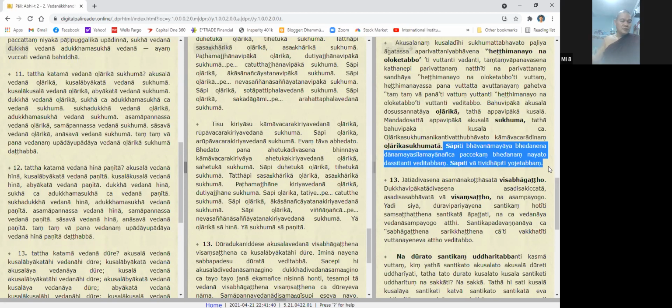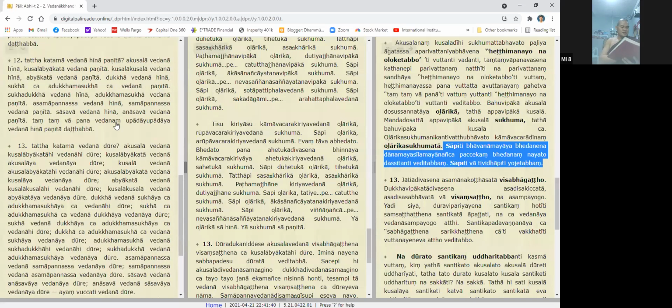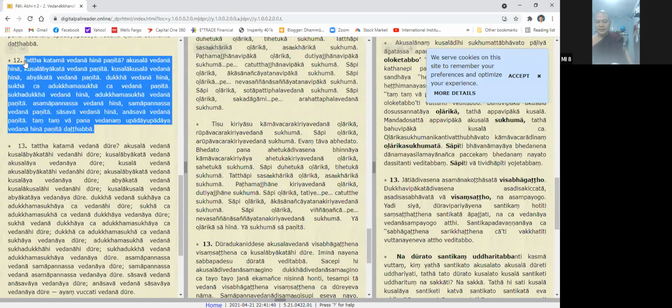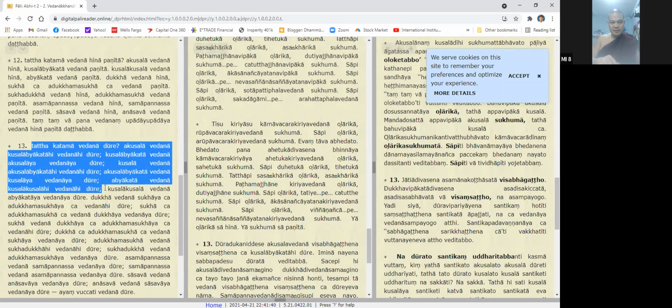So we go to the Pali, Dura Sandika. Hina panita, the Palis are also the same, but we need to read it. So you go to the Pali, Dura Sandika, paragraph number 13, Pali paragraph number 13. Yes, you can enlarge your screen.